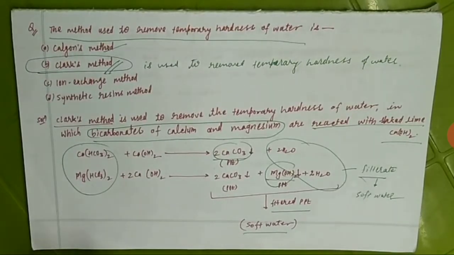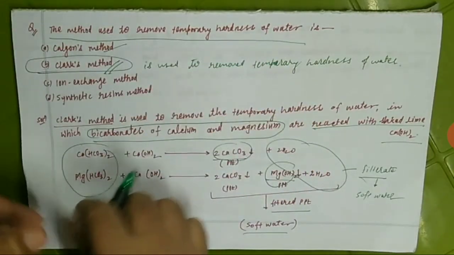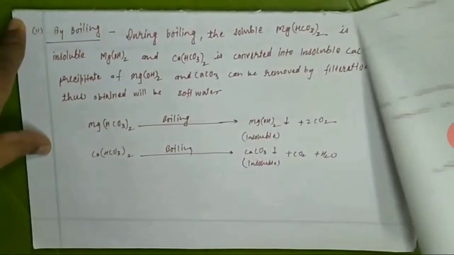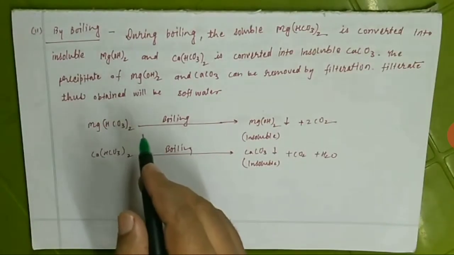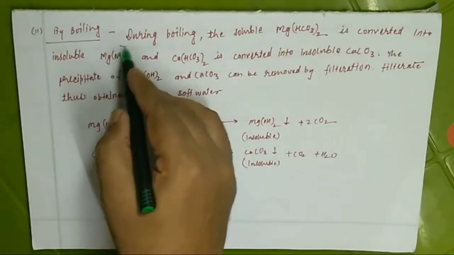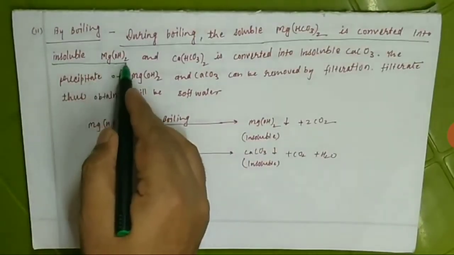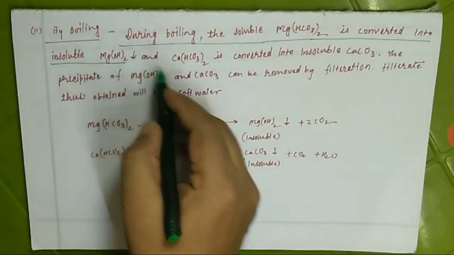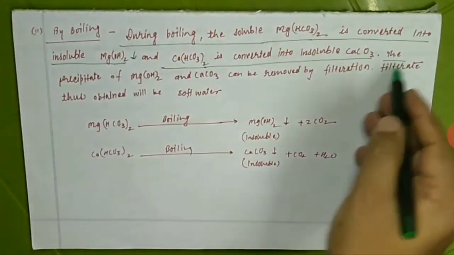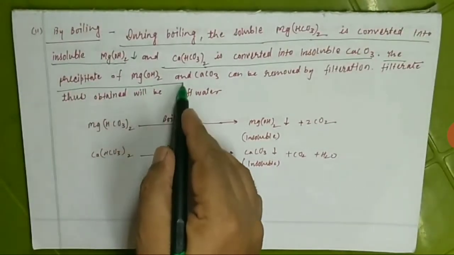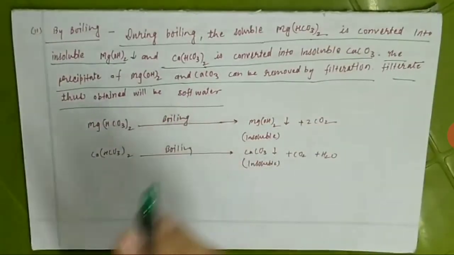Now let us move to another method by which we can remove the hardness of water. The second method is boiling. By boiling, the temporary hardness can be removed. During boiling, the soluble magnesium bicarbonate is converted into insoluble magnesium hydroxide, that is a precipitate, and calcium bicarbonate is converted into insoluble calcium carbonate. The precipitates of magnesium hydroxide and calcium carbonate can be removed by filtration. The filtrate thus obtained will be the soft water.